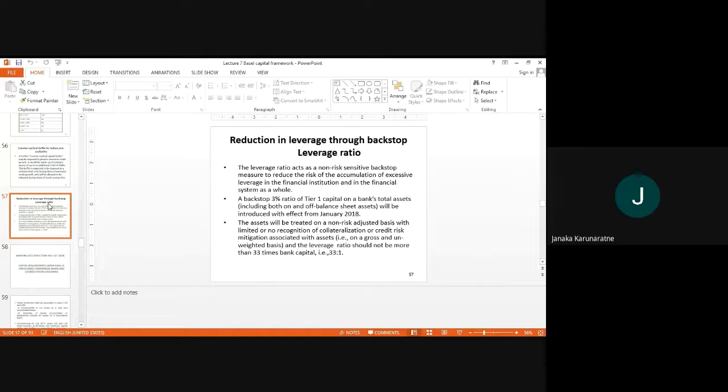So that number is called the leverage ratio. Ensure that it is at least 3%. The leverage ratio acts as a non-risk-sensitive measure, so you are not considering any risk. It is a simple calculation: tier 1 divided by the total assets on and off balance sheet, to reduce the risk of accumulation of excessive leverage in the financial institution and in the financial system.